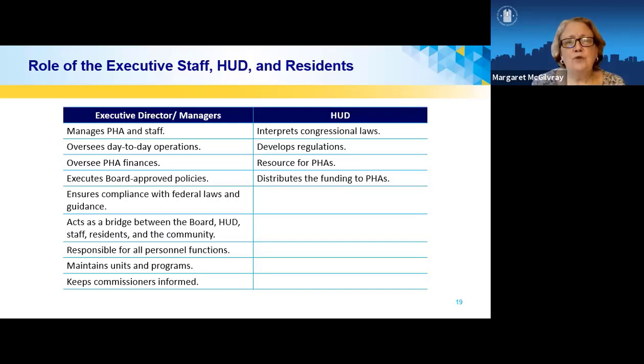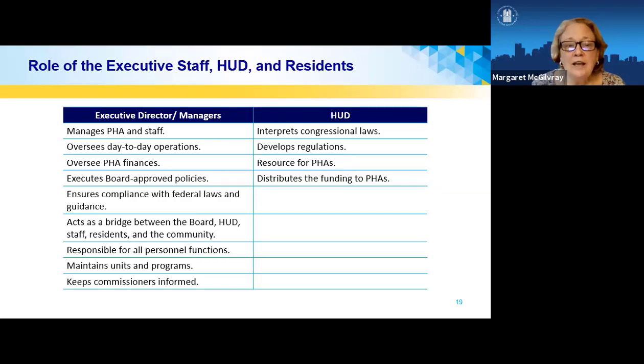The executive director is also in charge of just general compliance, making sure that the programs and the operations of the housing authority are in adherence to federal and state laws. Also enforcing leases and making sure that tenants are doing their job, in fact, and implementing those policies and procedures that you as the board establish.